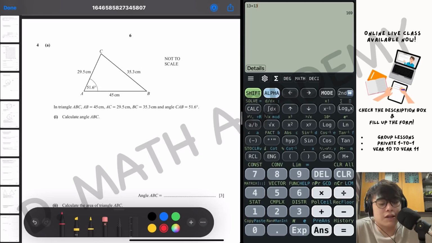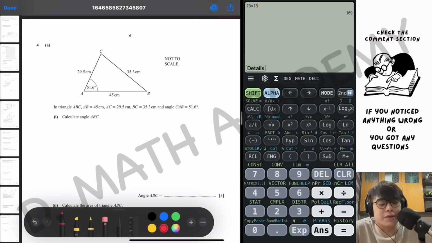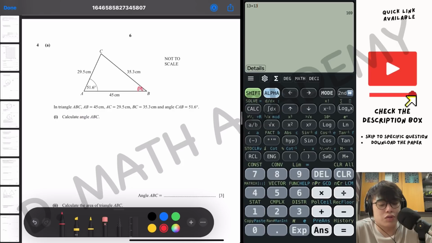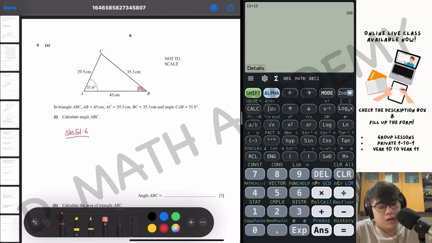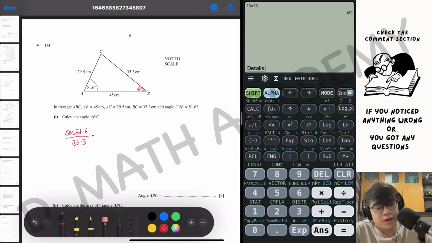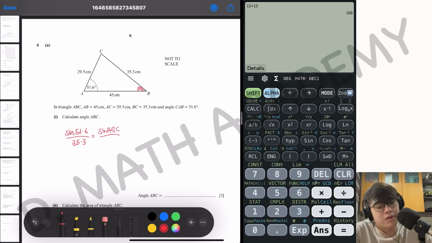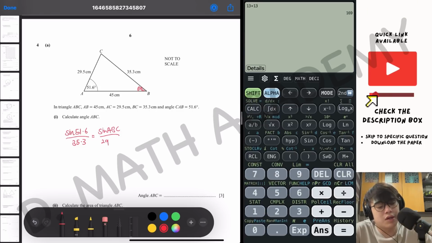They ask us to calculate the value of angle ABC, which is this one in particular. So I will be using the sine rule here. And then you have 35.3 on the other side. And then sine ABC that they were looking for. And then 29.5.